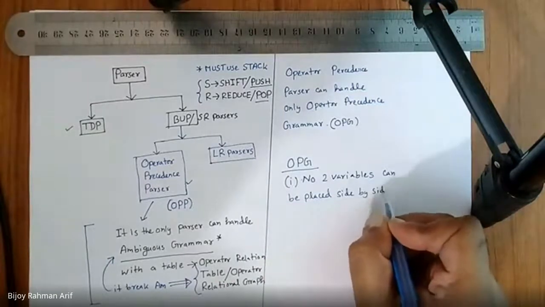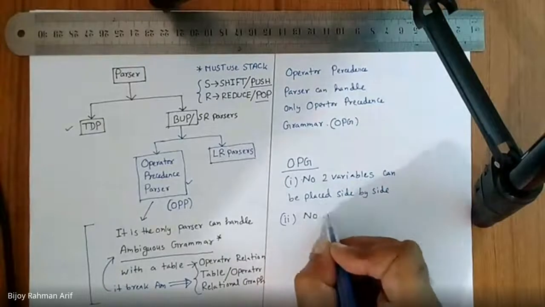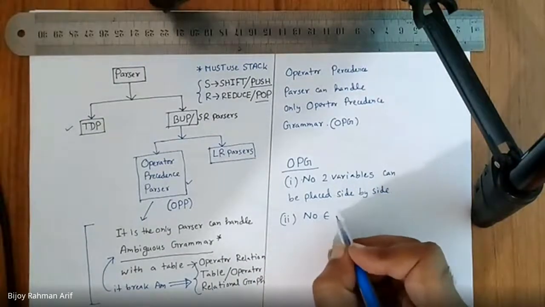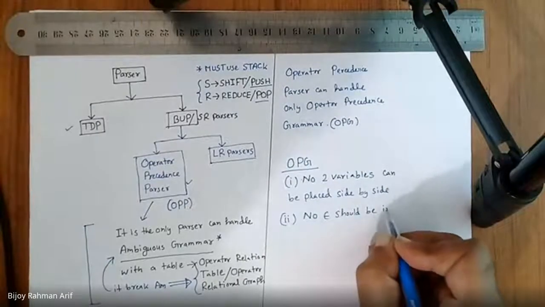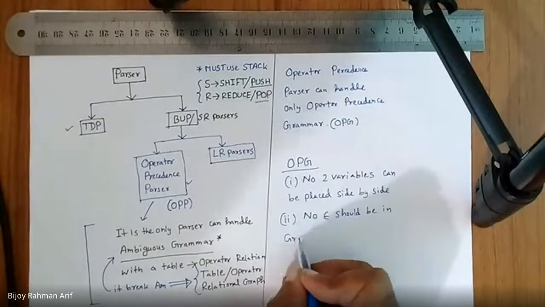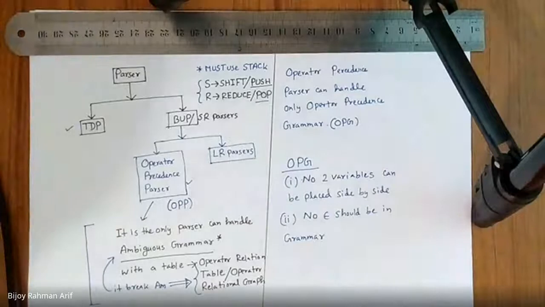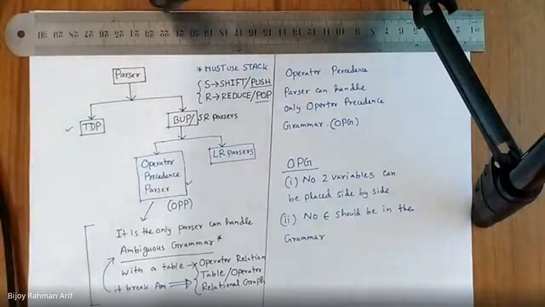Number one. Number two, no epsilon should be in the graph. So these are the two rules. Do you agree with me or not? No two variables can be placed side by side. No epsilon should be in the graph. Is there a problem? Yes, sir. Okay, so it is pretty clear.